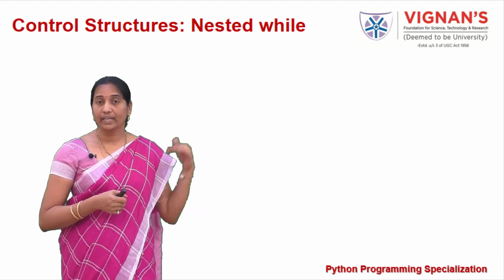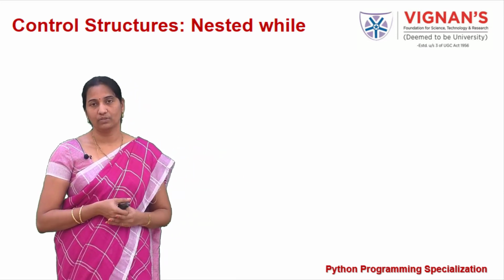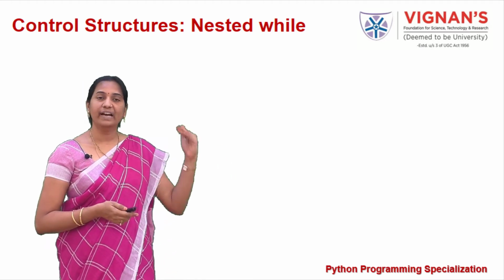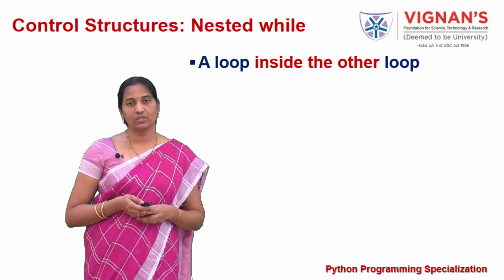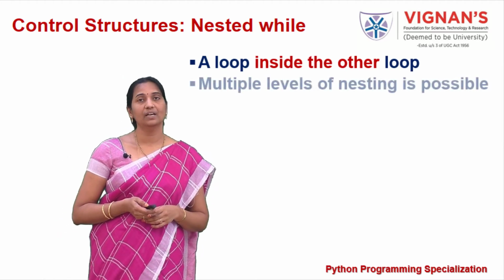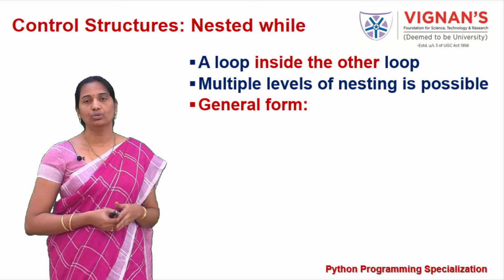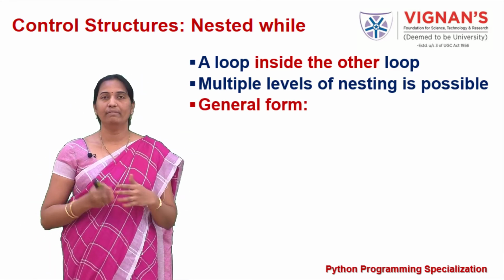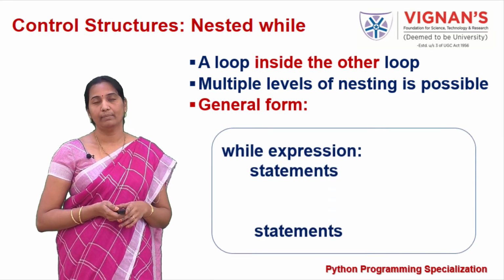So now let's see how we can have one while condition inside the other while expression. If you can write one while inside the other, such a structure is known as a nested while loop structure: a loop inside the other loop. And this can be extended to any number of levels. You need not restrict to 1 or 2 levels. You can have that kind of nesting of loops to any number of levels.